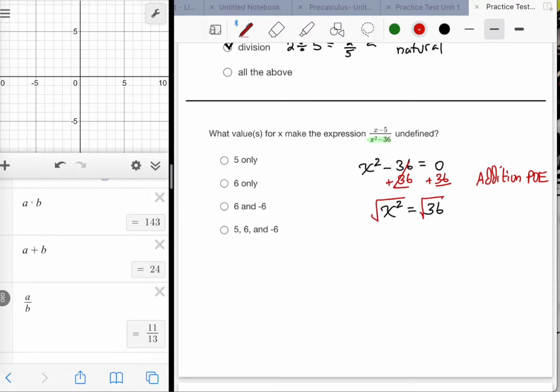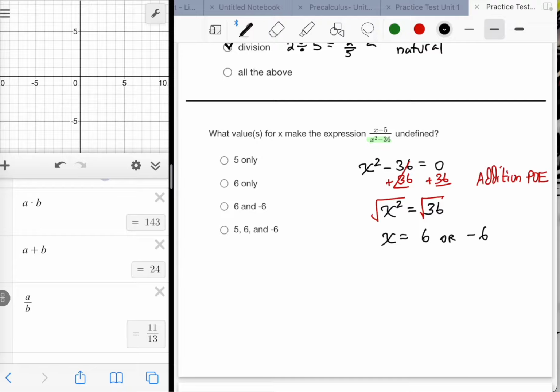All right. And we talked about this in class. When you take the square root of a number, yeah, the square root of 36 is 6. But it's also something else. What's the something else? I'll give you a hint. It's written right there. Negative 6. So 6 and negative 6 will make this expression undefined.